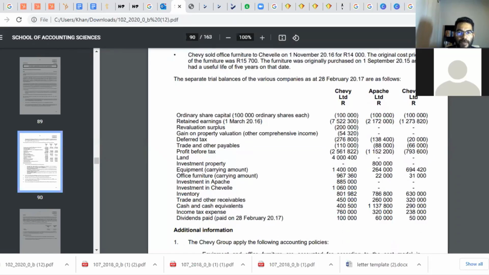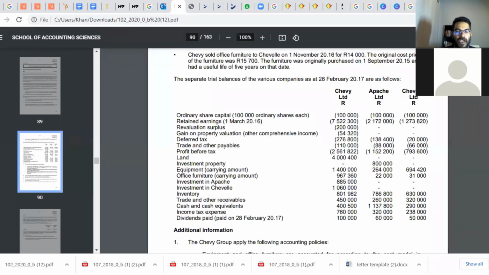We have ordinary share capital, we have retained earnings on 1 March 2016, which is the beginning of the financial year. We have a revaluation surplus, we have gain on property valuation, other comprehensive income, we have deferred tax, we have trade and other payables, we have profit before tax, we have land, we have investment property, we have equipment at carrying amount, office furniture at carrying amount, investment in APAC, investment in Chevelle, inventory, trade and other receivables, cash and cash equivalents, income tax, and then dividends paid.